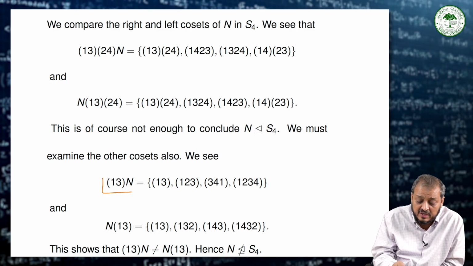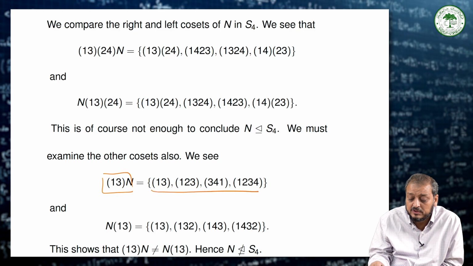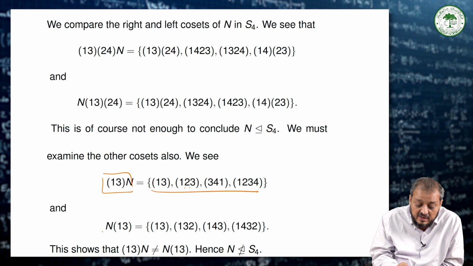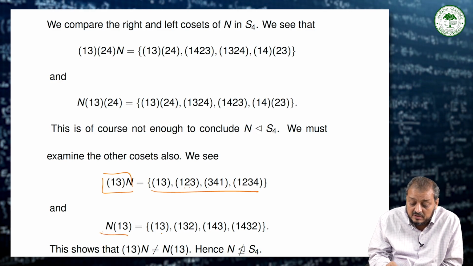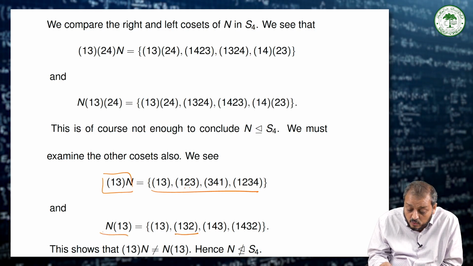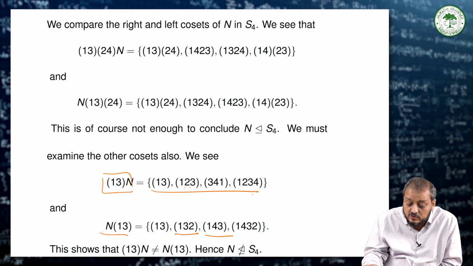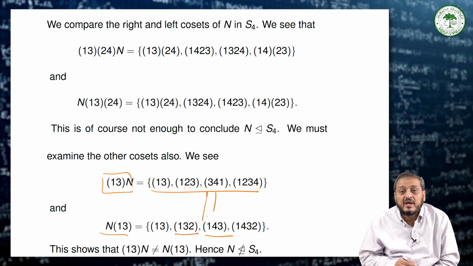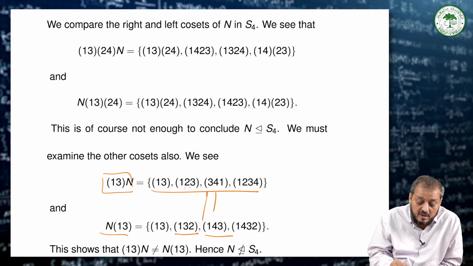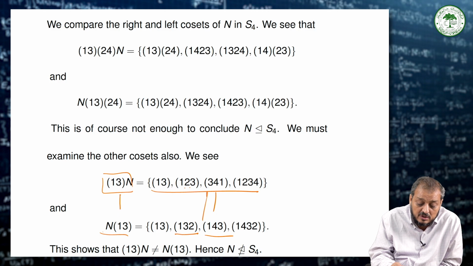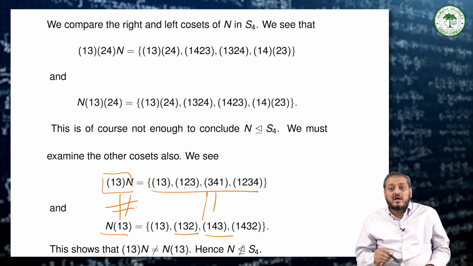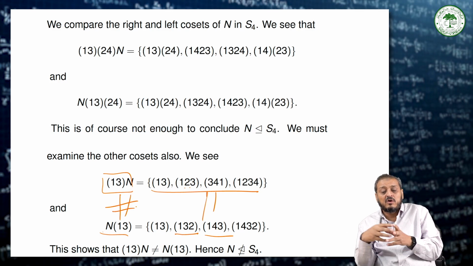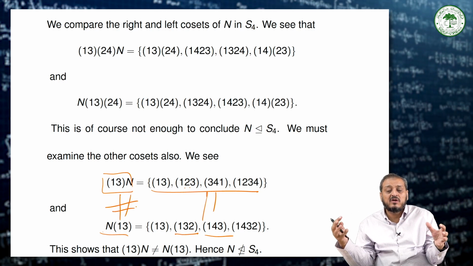So (1 3)N, we take in this form, and then N(1 3) is equal to this form. Now clearly you see these two are not the same. So we can say simply that (1 3)N and N(1 3) are different sets. So the left coset and the right coset do not coincide.